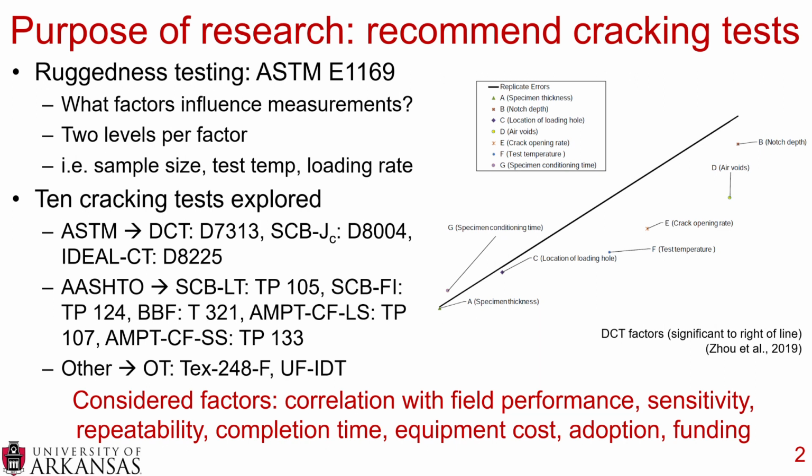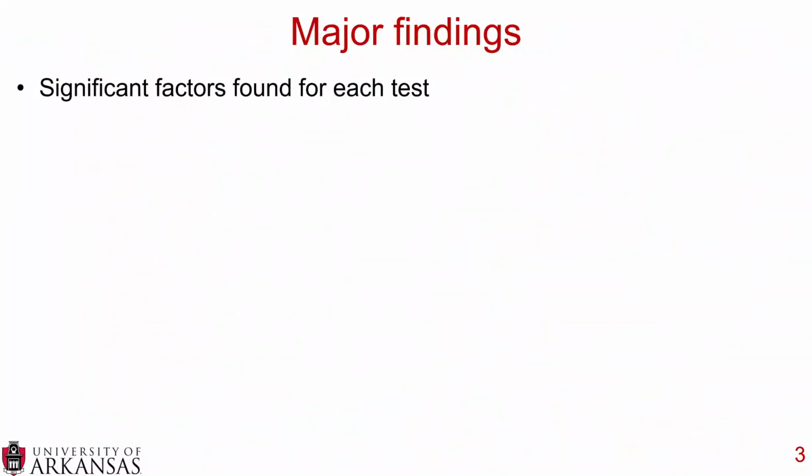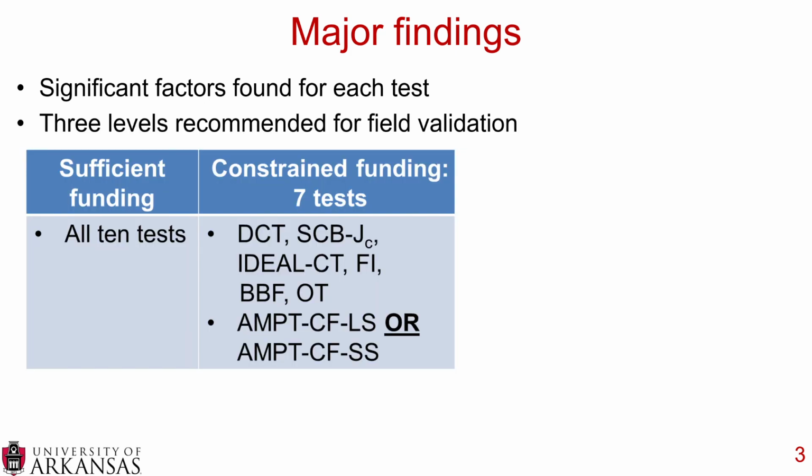So what the researchers did is they considered these levels of factors, and they tried to correlate these levels of factors with field performance, sensitivity, repeatability, completion time, equipment cost, adoption, and funding. And through this correlation, they would be able to recommend cracking tests. So some of the major findings, they did find that there are significant factors found for each test. And then they had 3 levels of recommendation for field validation.